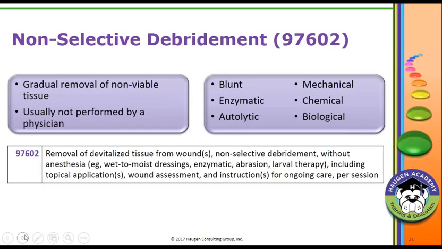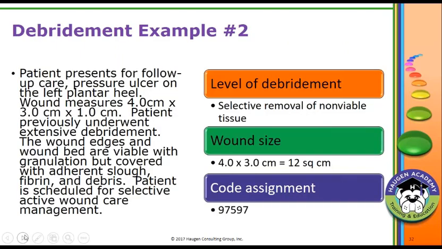So non-selective debridement is the gradual removal of non-viable tissue. This is usually not performed by a physician and is something that we're likely to see in the wound care setting. And the types of debridement we'll see here are blunt debridement, enzymatic, autolytic, mechanical, chemical, or biological. Something that they do other than cutting away that tissue in order to remove that non-viable tissue.